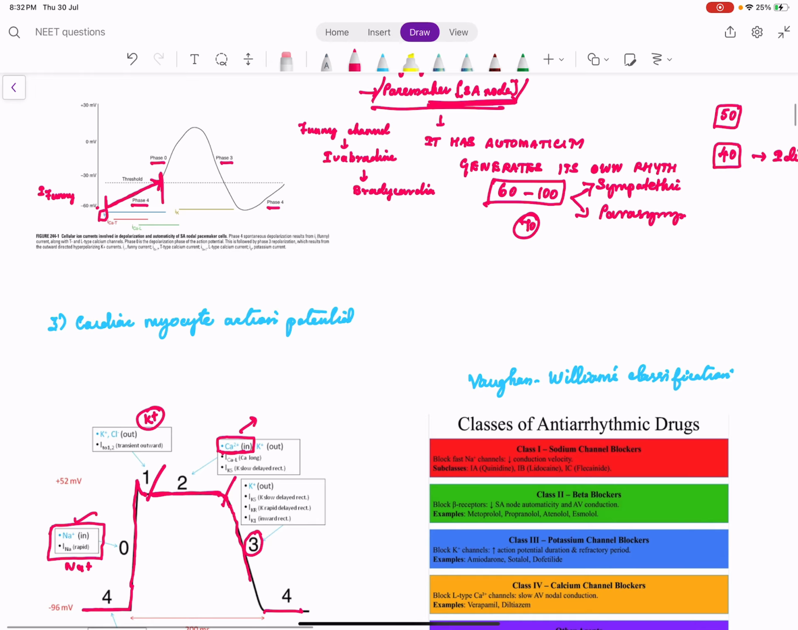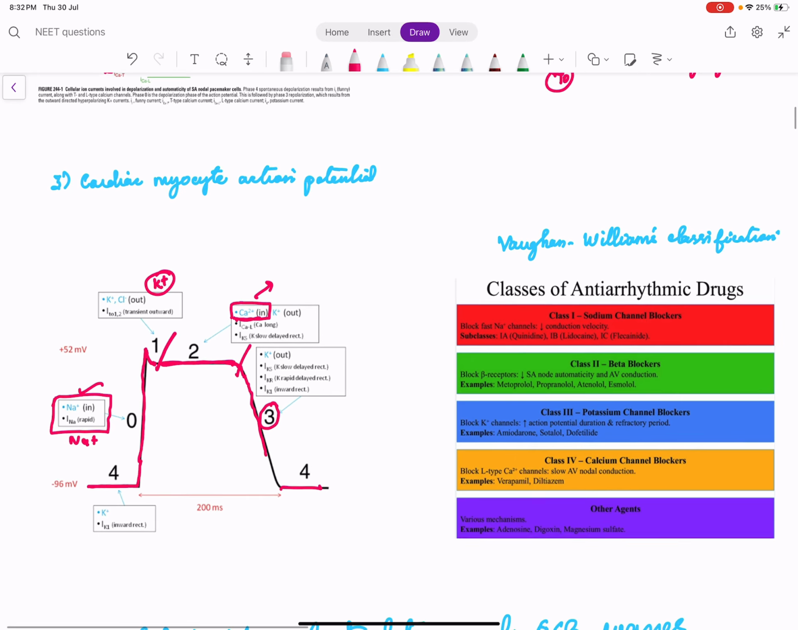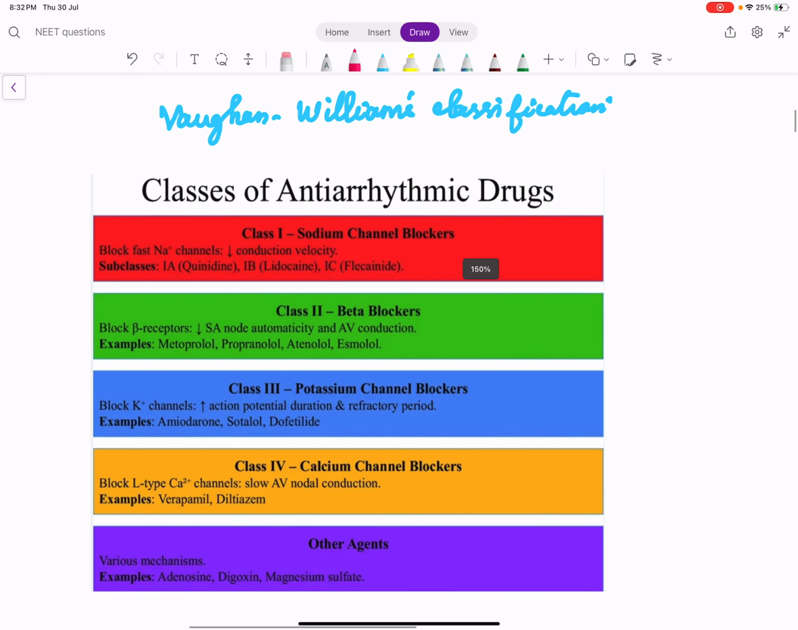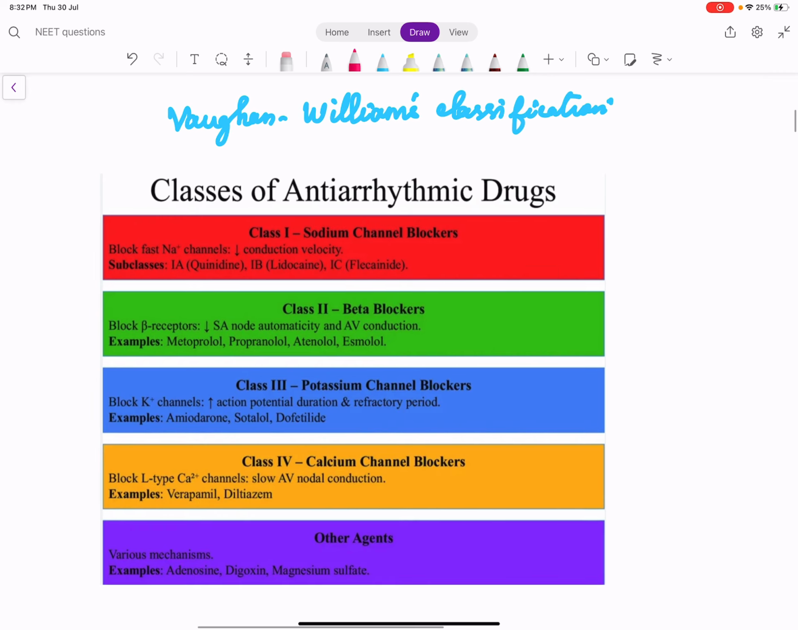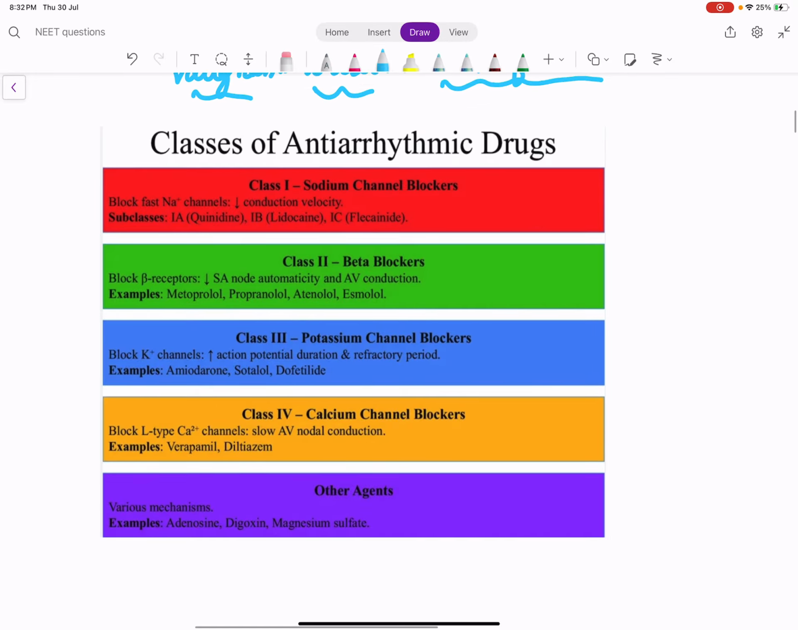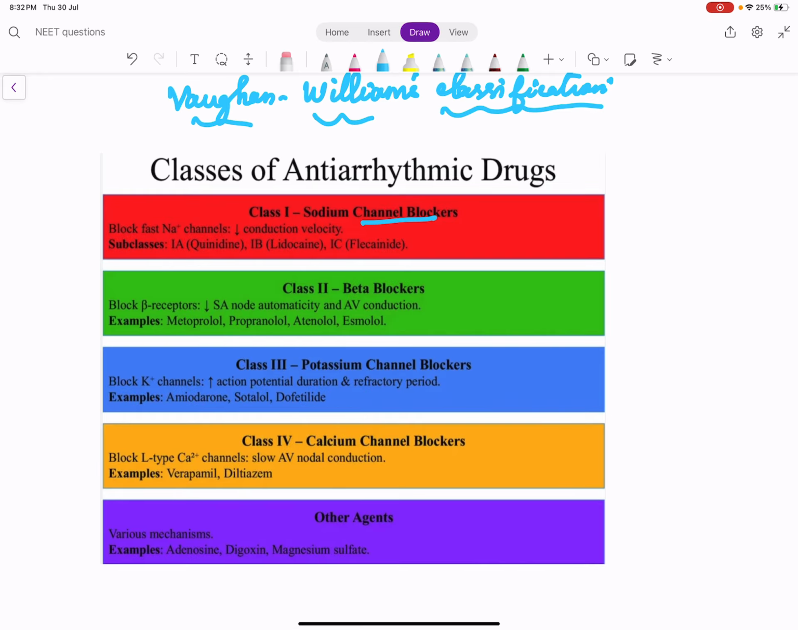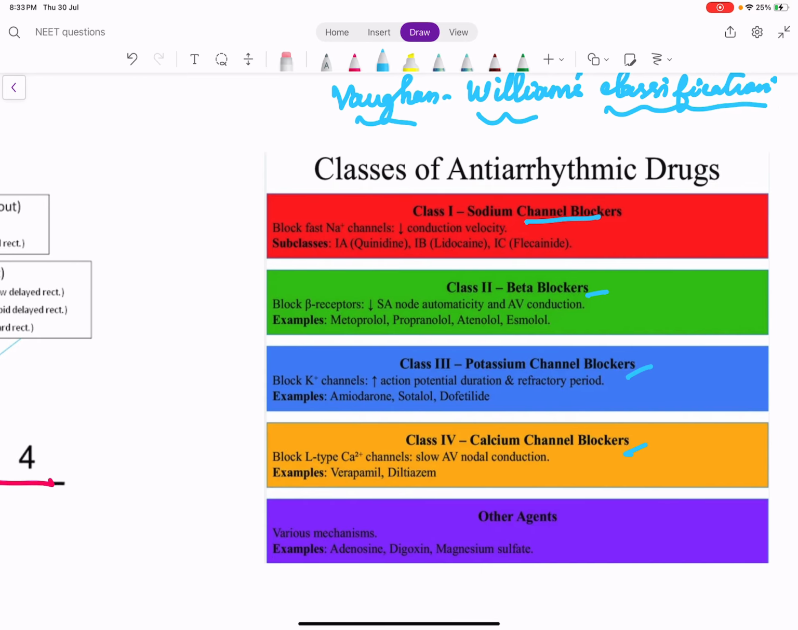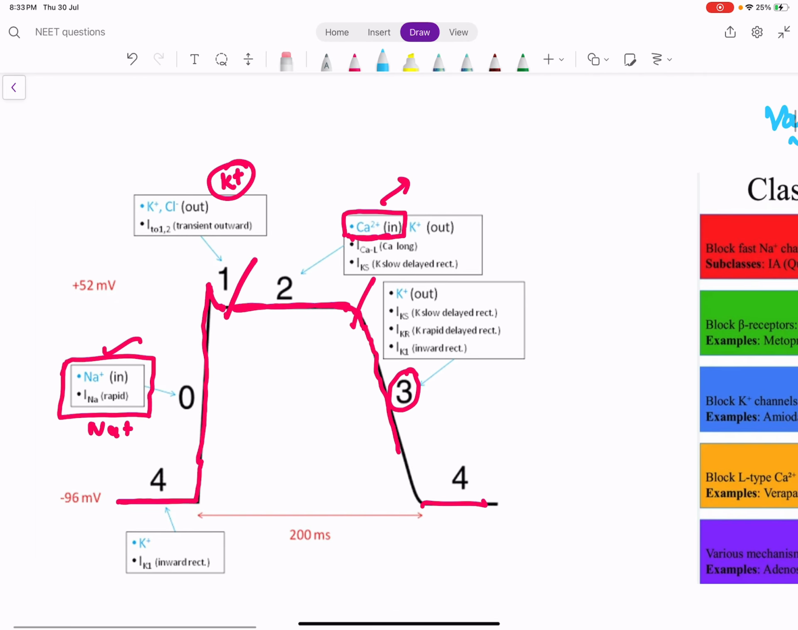So why should we know about the cardiac myocyte action potential and pacemaker action potential and the ions involved? To understand a bit better about the classes of antiarrhythmics. So we know about the Vaughan Williams classification of antiarrhythmic drugs. We basically have 4 classes. Class 1 is sodium channel blockers, class 2 is beta blockers, class 3 is potassium channel blockers, class 4 is calcium channel blockers. So where do sodium, potassium and calcium come in?